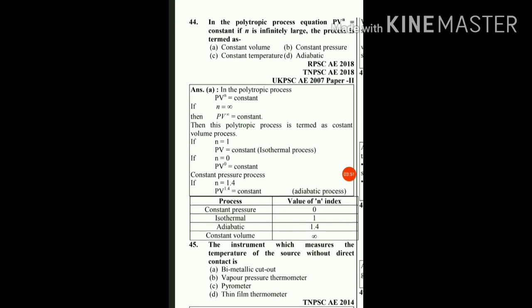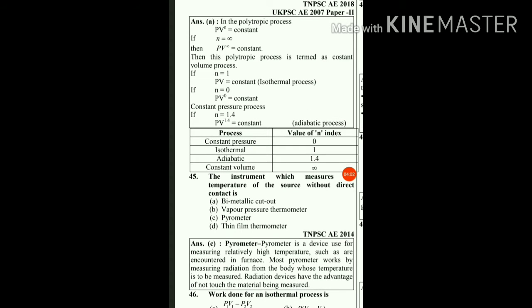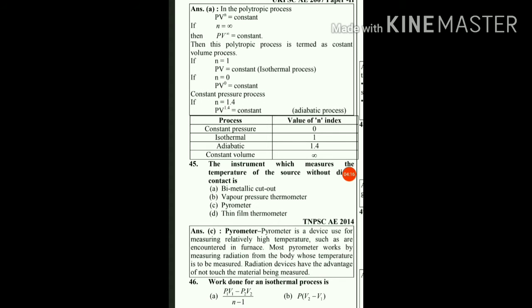Now here we can list different processes and the value of n for them. If the value of n is 0, then it is called an isobaric or constant pressure process. If the value of n is 1, then the process is called an isothermal process. If the value of n is equal to 1.4, that is gamma, and the working fluid is air, then the process is an adiabatic process. And if the value of n is infinite, then the process becomes an isochoric process, that is a constant volume process.